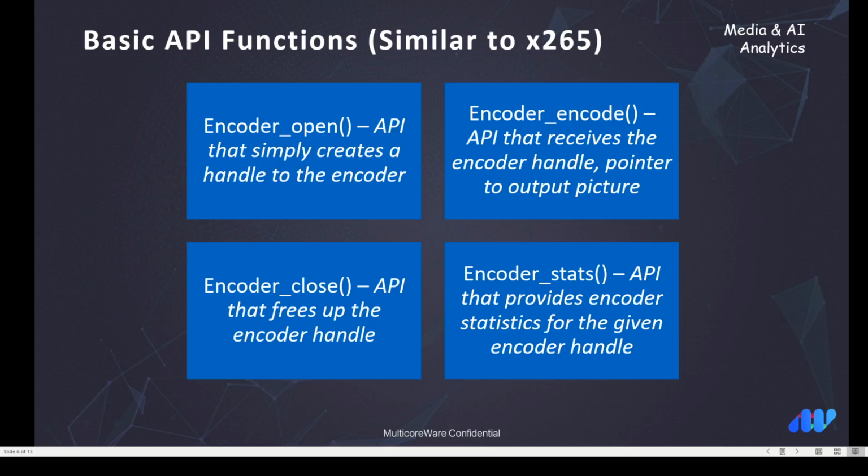The encoder encode API receives the encoder handle that was created using the encoder open API and also pointers to the input picture and output picture. The library does the encoding and sends out the compressed picture through this API. The other two API functions, encoder close and encoder stats, free up all the internal memory that was created during the encode and send out the encoder statistics collected during the encode respectively.